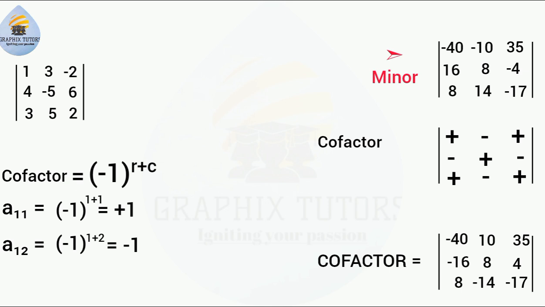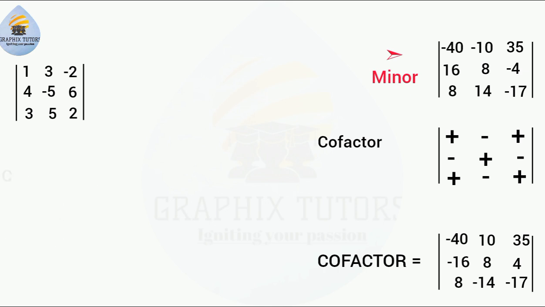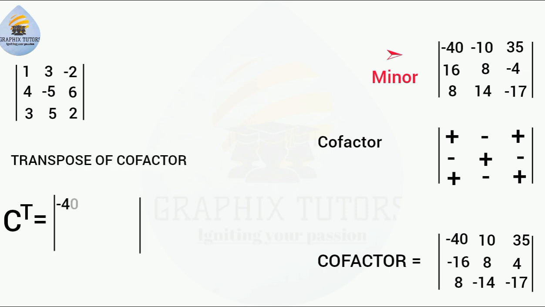And to save our time, if we are not told to look for the transpose, right? Transpose means you change the position of the row to become the column and the column to become the row. Since this is my cofactor, I'm going to change the row, so I will not have 40, 10 and 35 horizontal but vertical now. I'll do the same thing for the rest.